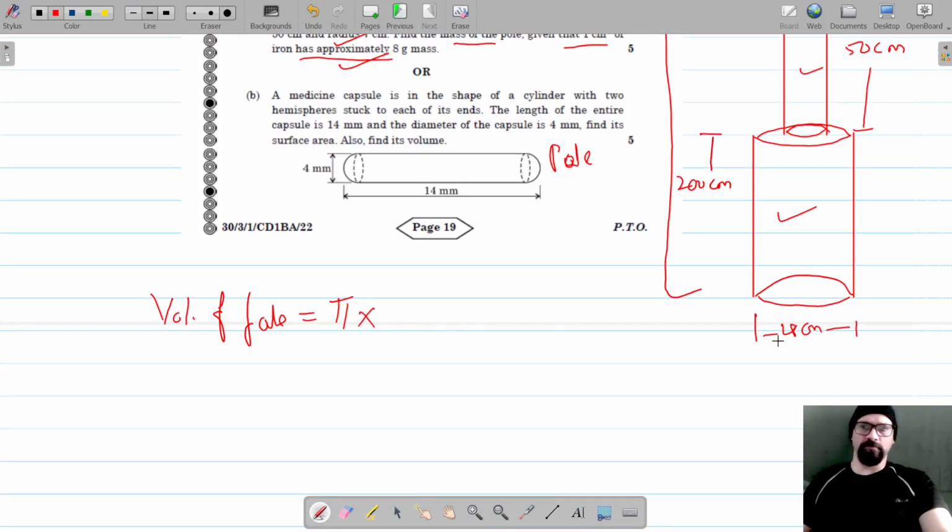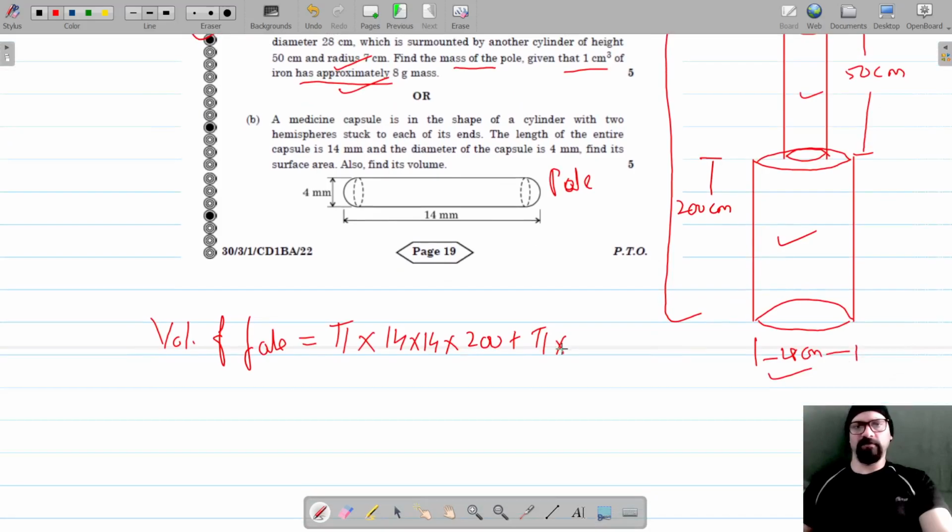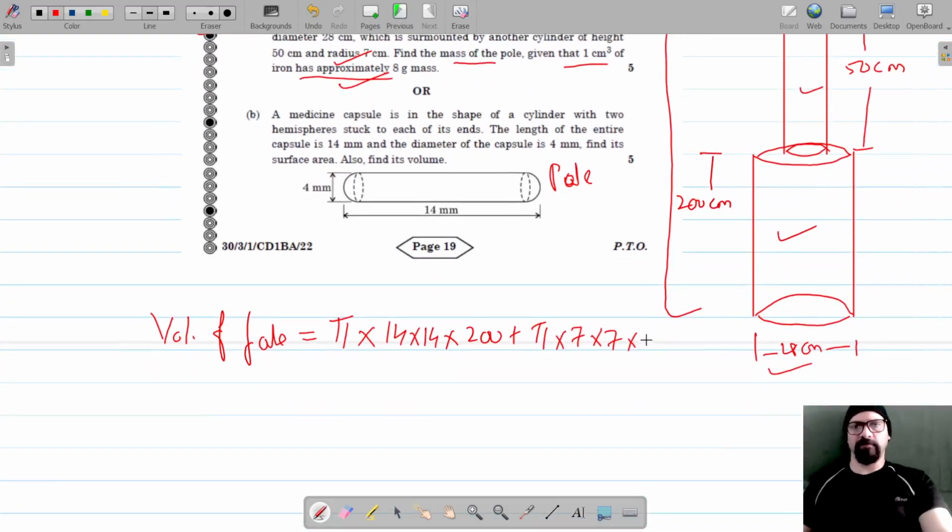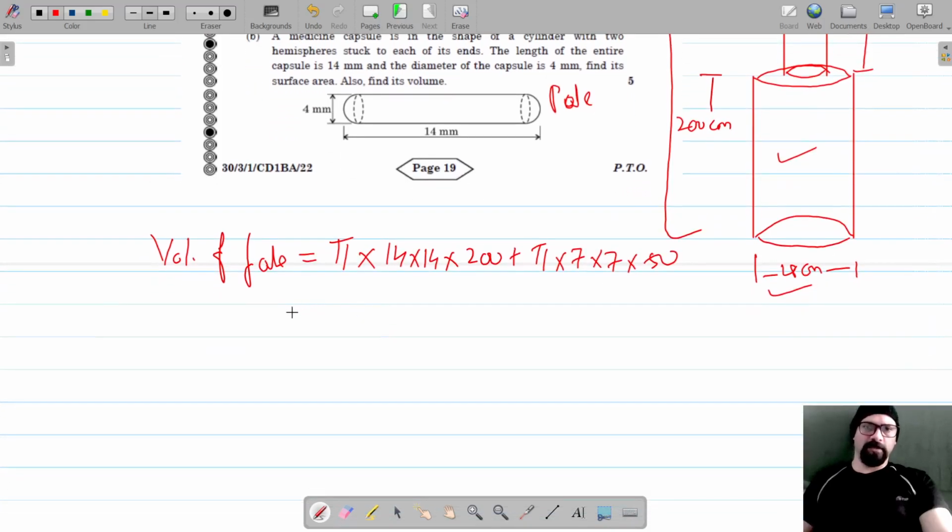So this is pi into its radius is 14, so 14 into 14 into height is 200, plus pi into its radius is 7, so this is 7 into 7 and its height is 50. Okay, I can take pi common, so this is 14 square into 200, and we know that 14 square is 196.